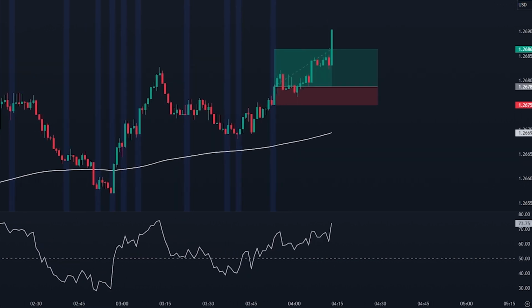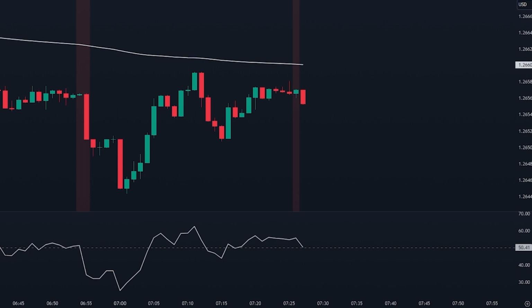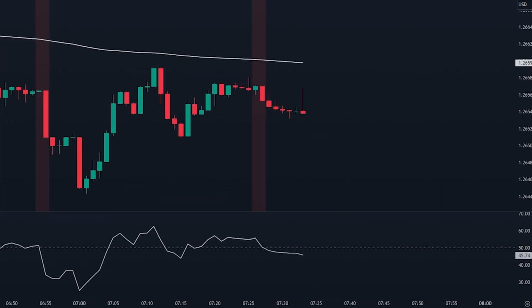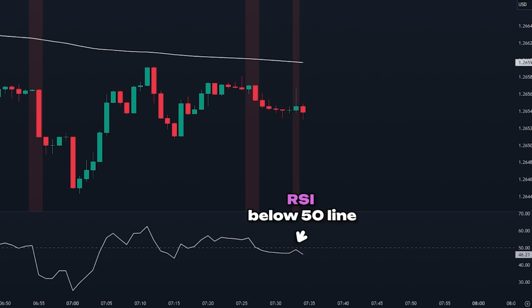And as we can see, this trade proves to be profitable. Let's look at another example. In this chart, the price is below the 200 EMA, indicating a focus solely on signals from the bearish engulfing pattern. Next, we observe a bearish engulfing pattern and the RSI is below the middle line, prompting a sell position.